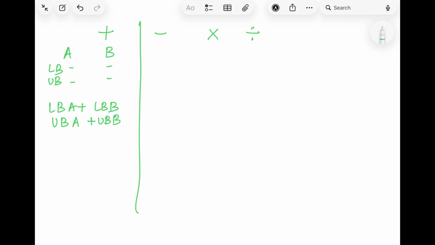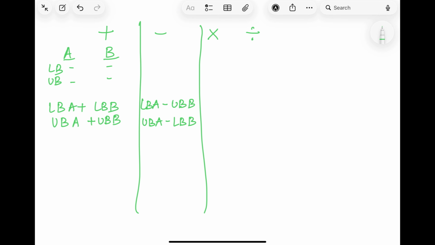But in subtraction, it is not the same numbers we are taking, a and b. If we have to find the lower bound, what do we take? The lower bound of a minus the upper bound of b. Similarly, to find the upper bound, I will take the upper bound of a minus the lower bound of b.